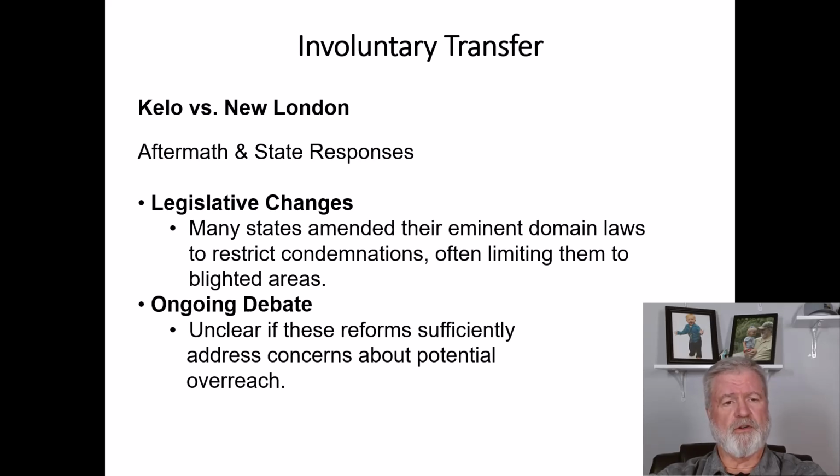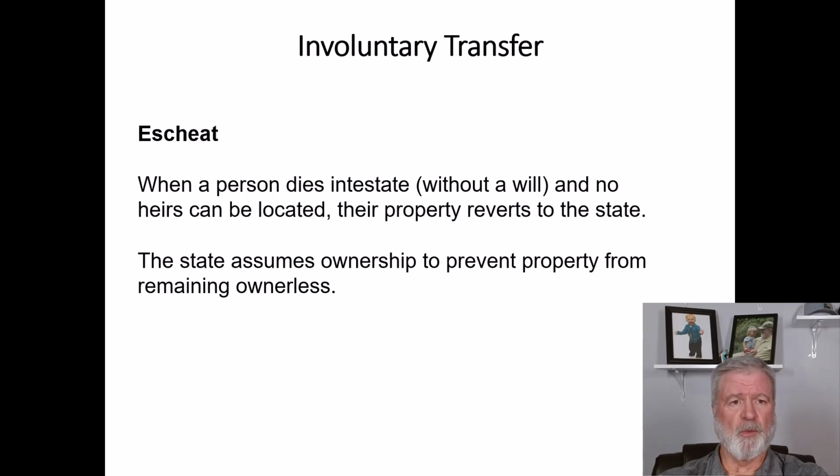But they are looking at some legislative changes. It says many states have amended their eminent domain laws to restrict condemnation. We'll see how that goes. Some states are trying to tighten the requirements on when and how they can use this eminent domain. We'll see how it goes. That's all we can do.